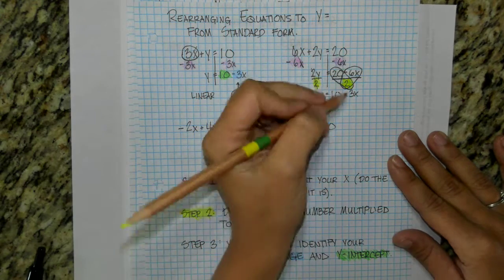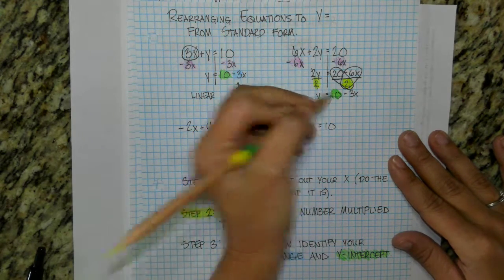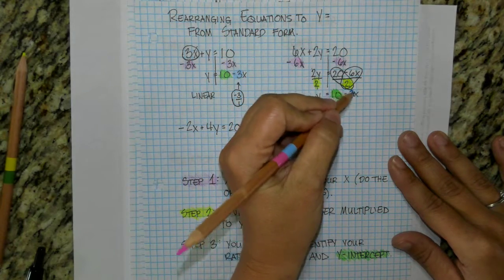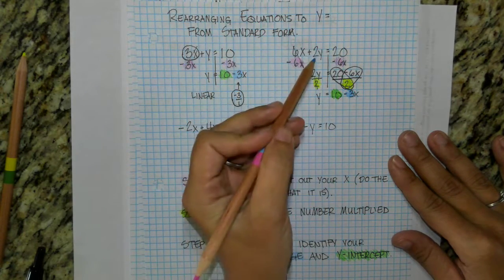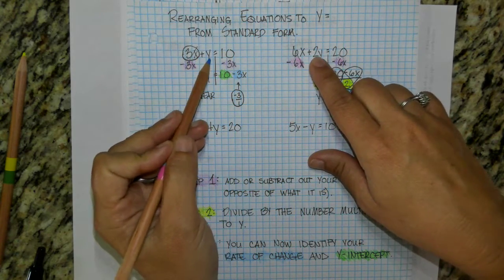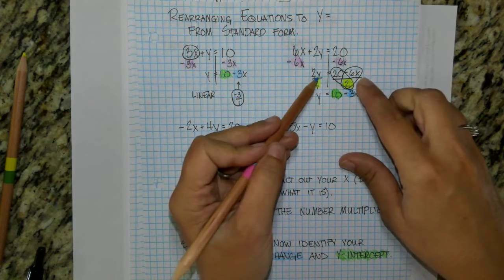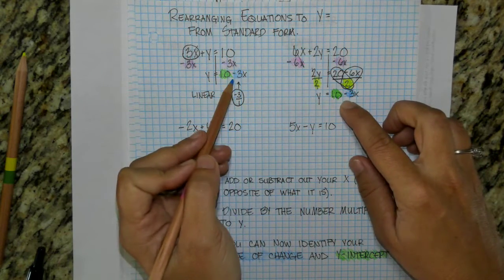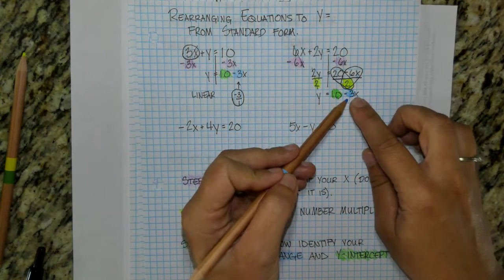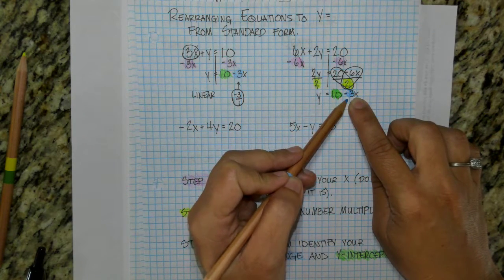Now look what just happened. It's the same exact equation as the one that we have over here. The only thing different was this one was scaled up by 2. Everything is 2 times bigger. But when I simplified it down, it all came back down to this. Is it linear? Yes, it's linear because it has a constant rate of change of -3.